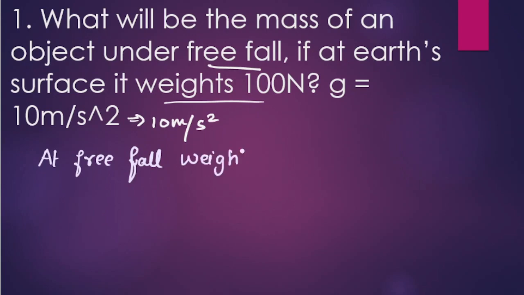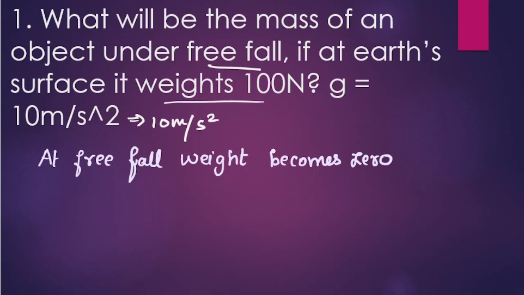Weight becomes zero. You already know there is a lot of difference between weight and mass. Mass will never change. We will have the same mass throughout, wherever we go. But weight will change when your gravitation changes. When we go to different planets, we have different weights because the gravitation changes, right? So weight depends on gravitation. So at free fall, the weight becomes zero. But that does not mean that your mass is becoming zero.